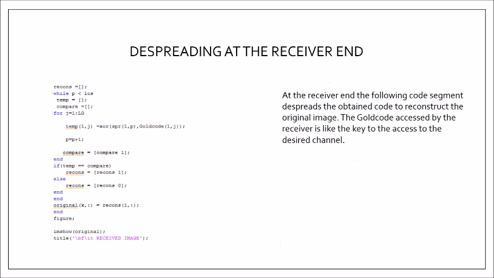Despreading at the receiver end. At the receiver end, the following code segment despreads the obtained code to reconstruct the original image. The goal code accessed by the receiver is like the key to access the desired channel.